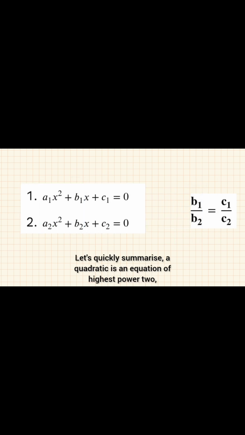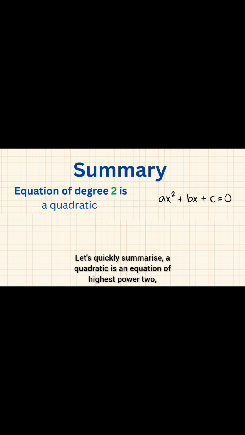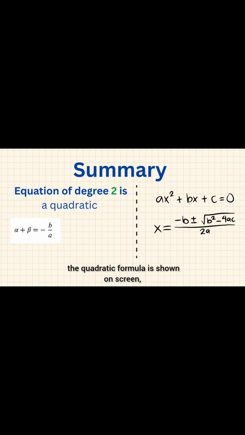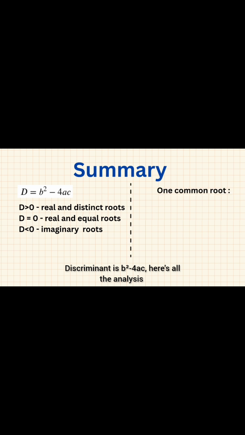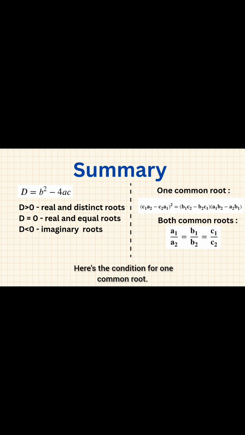Let's quickly summarize. A quadratic is an equation of highest power 2. The quadratic formula is shown on screen. And these are the Vieta's theorem. Discriminant is b square minus 4ac. Here's all the analysis. Here's the condition for one common root. And this is the condition for two common roots.